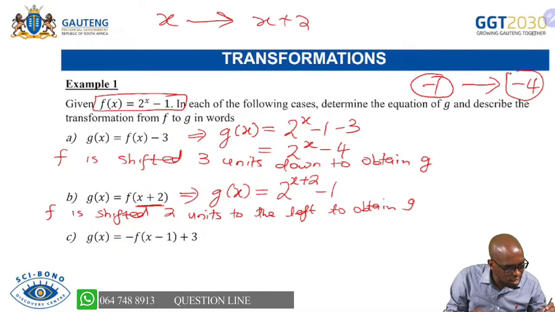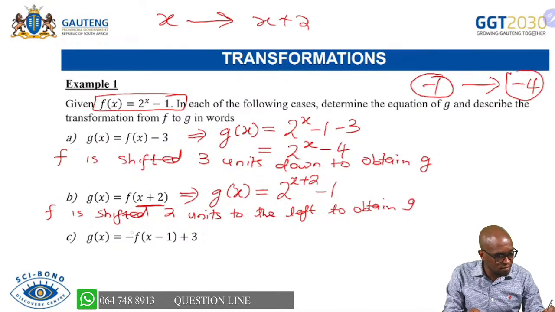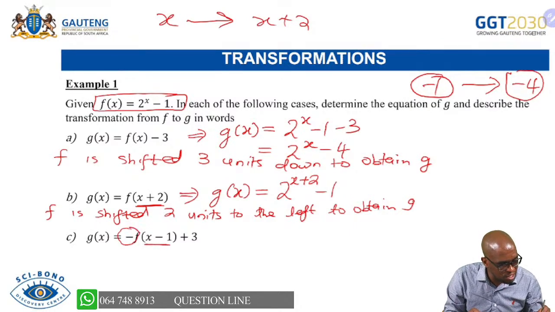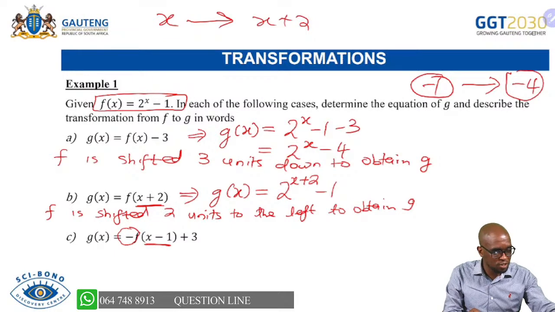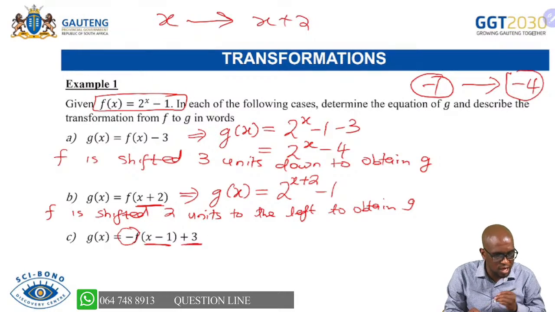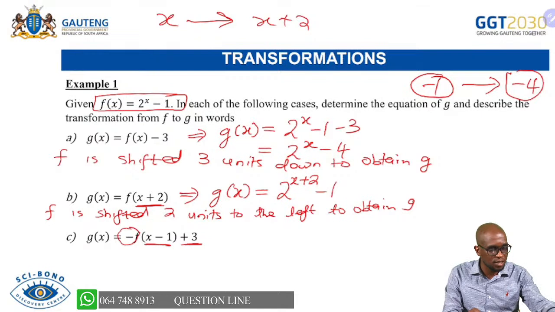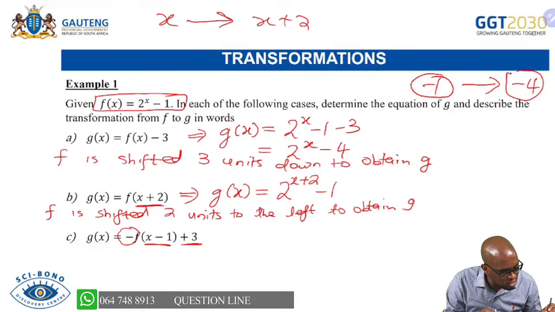Now, last one, we are given minus f of x minus 3 plus 3. If you check here, we have 3 transformations. We have a transformation here because of the negative. We have a transformation here because of x minus 1. We have a transformation here that represents the vertical movement. So we're going to write the equation first.